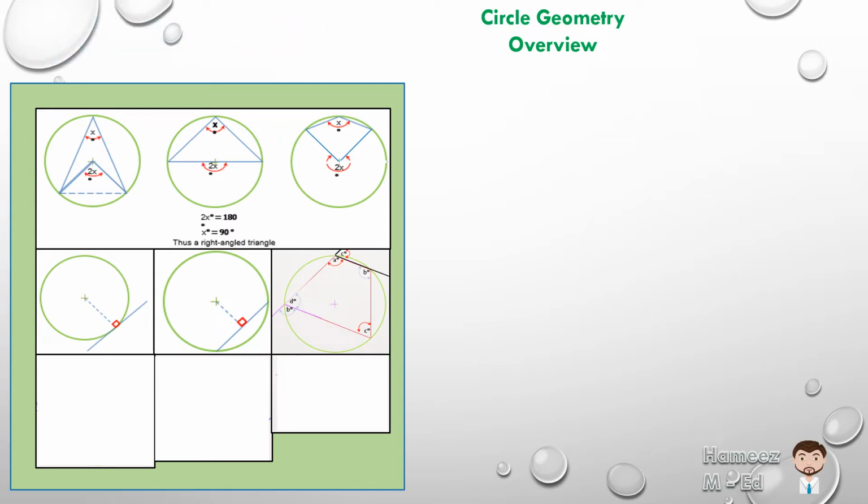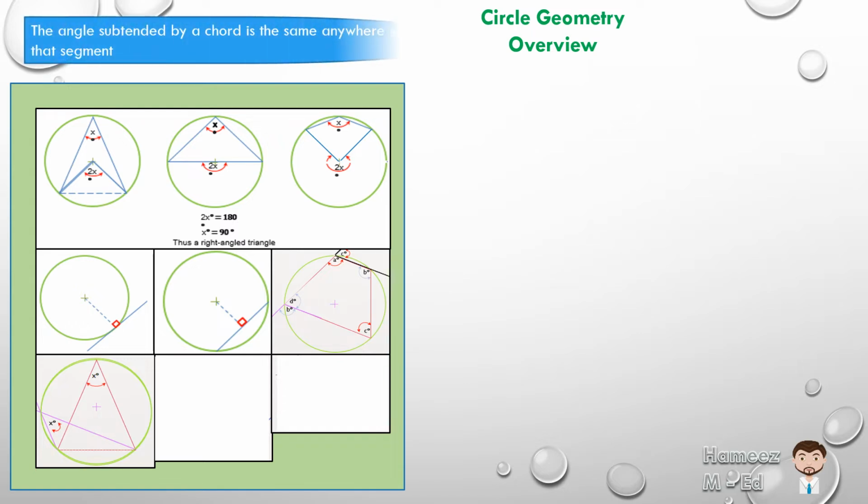Now let's go to the 7th diagram. And from a chord again, we can see that the chord forms an angle on the circumference in 2 different places. And what is the relationship between them? The angle subtended by a chord is the same anywhere in that segment, in that part of the circle.